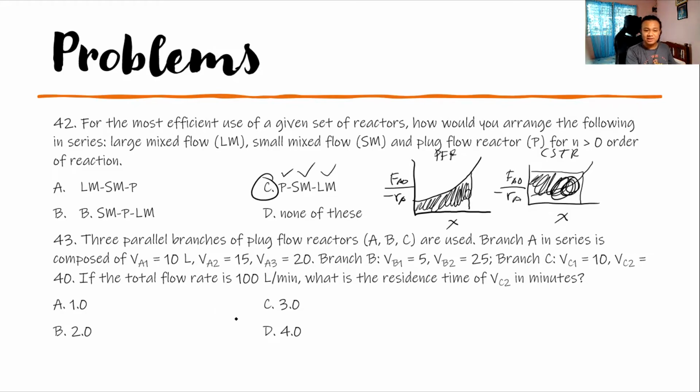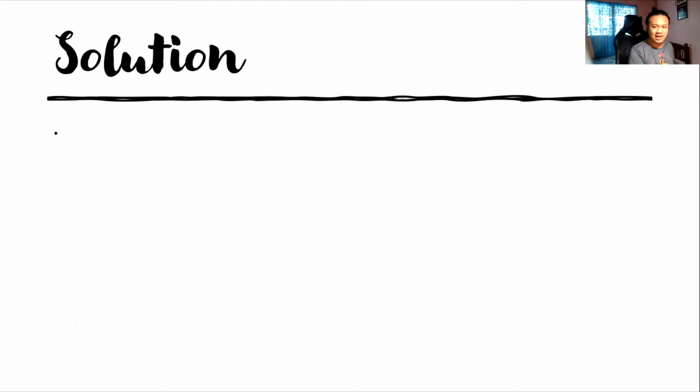And then for number 43, the three parallel branches of plug flow reactors, guys. So branch A, which you have to draw later, and then branch B, you also have to draw, and then branch C. So if the total flow rate is 100 liters per minute, what is the residence time of C2 in minutes? Okay, so we have to draw this, so you will see the beauty of this.